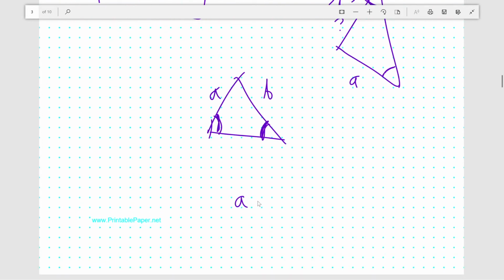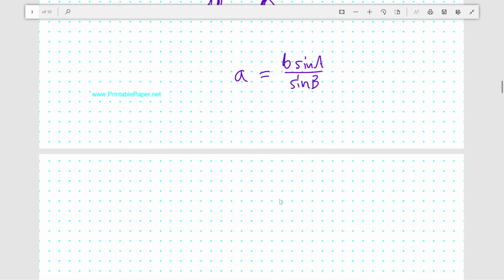So say you want to get the length a as the subject of the formula, so therefore you multiply both sides by sine a, and you get a is b sine a over sine b. A is b sine a over sine b.